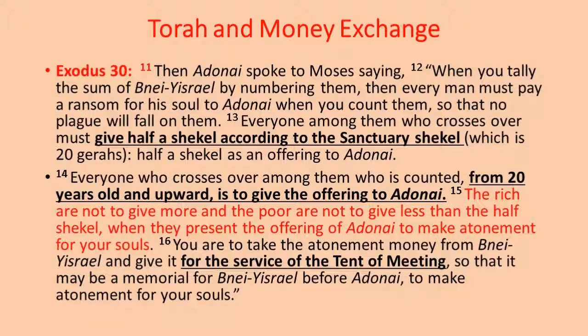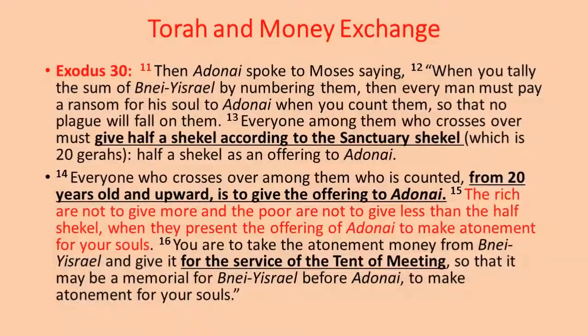Verse 14. Now everyone who crosses over among them who is counted from 20 years old and upward is to give the offerings to Adonai. So how a census is taken basically is, if you're 20 years old or older and you're a man, you're going to give a half shekel, and that would go to the temple treasury. If you're 17 or 18, even if you're on your own, you're not giving it. And there's going to be some exclusions, who can, who cannot.